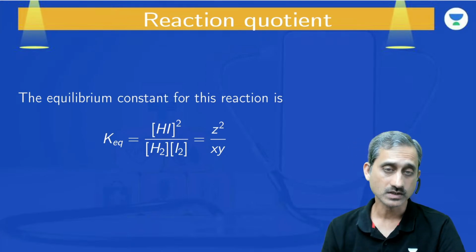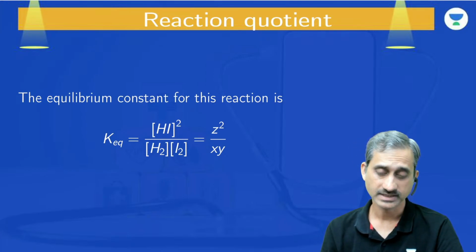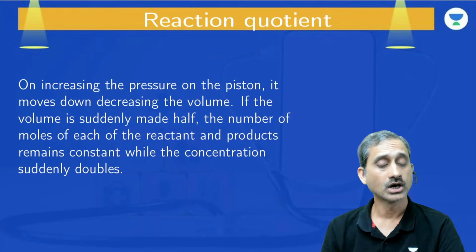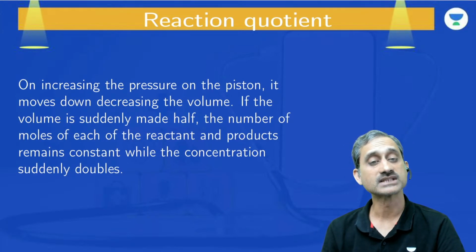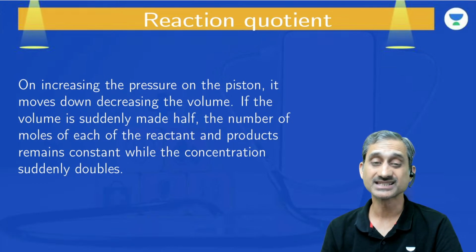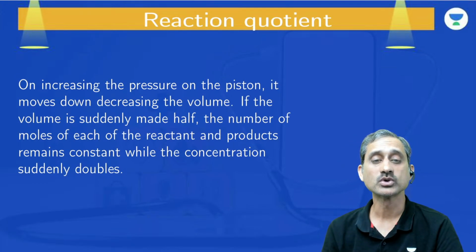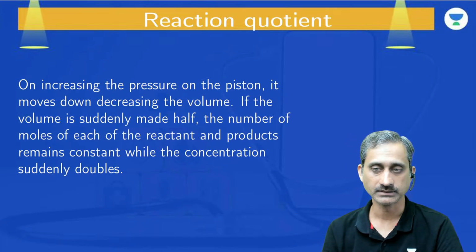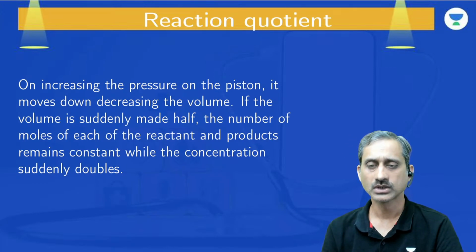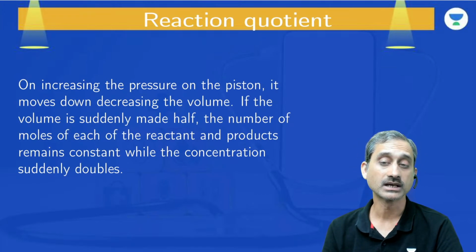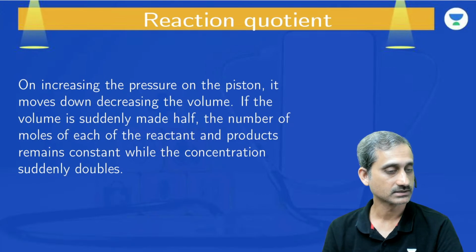This is the equilibrium constant for the reaction, Z square upon XY. On increasing the pressure on the piston, it moves down, decreasing the volume. If the volume is suddenly made half, the number of moles of each reactant and product remains constant while the concentration suddenly doubles. What is concentration? Moles divided by volume. Moles remain the same, volume becomes half. The concentration doubles.